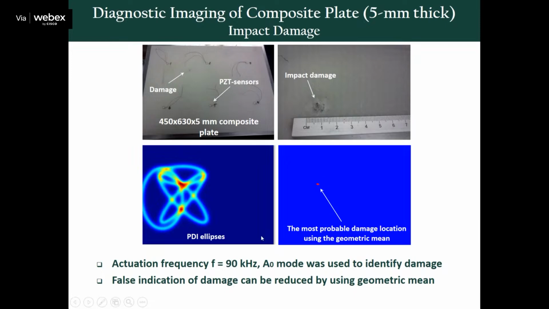In this case, you pick the actuation frequency, so you can select the A0 mode to identify the damage for the time of flight calculation. And you will need to use the geometric mean when you are doing this statistical averaging here, to improve the accuracy and reduce the false indication of damage, which you'll see in other locations here.